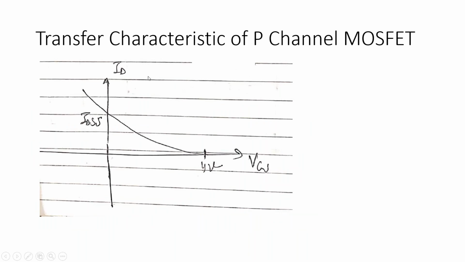It is a curve between ID and VGS. When VGS is 0, the maximum ID current is IDSS. When VGS is positive, this side is positive, this side is negative, ID is decreasing. When VGS is negative, this side is negative, ID is increasing.